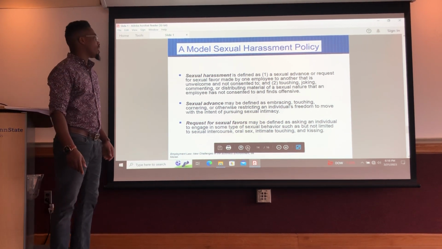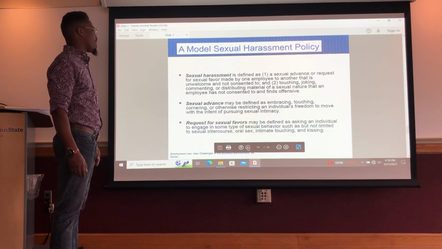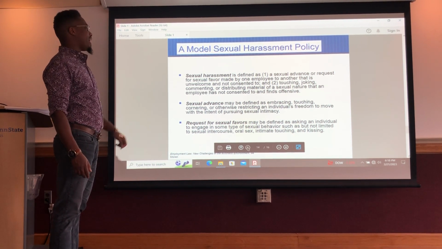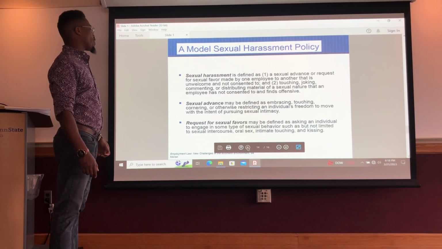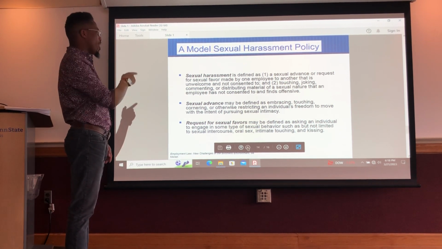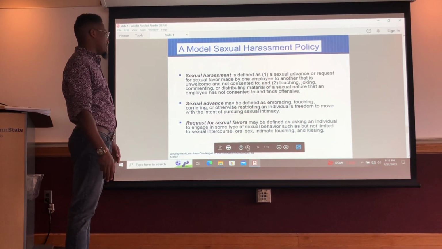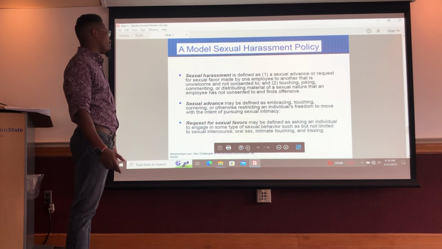So we'll touch on a model sexual harassment policy. Sexual harassment is defined as one, a sexual advance or request for sexual favor made by one employee to another that is unwelcome and is not consented to. And two, touching, joking, commenting, or distributing material of a sexual nature that the employee has not consented to and finds offensive.